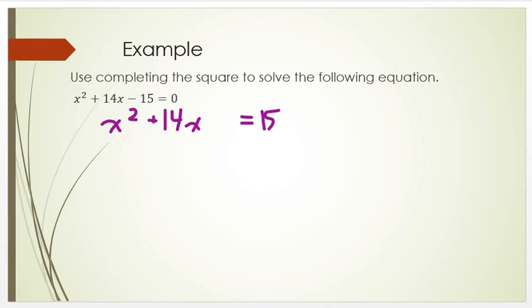Here's the completing the square. Right now, I wouldn't be able to factor this down to get a nice binomial squared. I need to add in another number to make it factor down nicely. So I'm going to take half of this middle number, which is 7, and then square that, which is 49. That is the number that I'm adding to both sides of my equation.